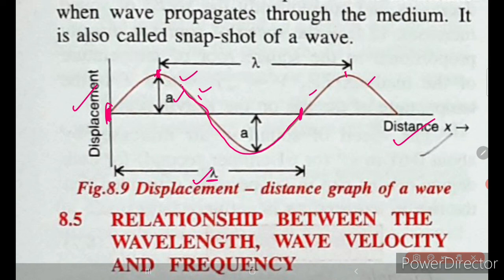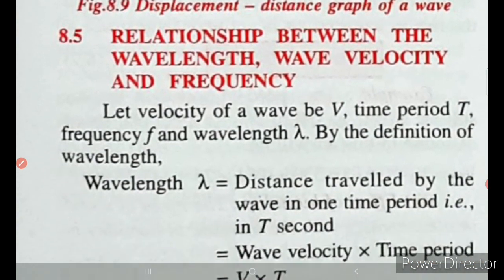I hope you have understood the graph. The trough is not shown. If we continue the graph, we'll have a trough also, so this will also be a wavelength. So I hope you have understood till here, right? Then we can go to the relationship between the wavelength, wave velocity and frequency. So this is quite easy now.